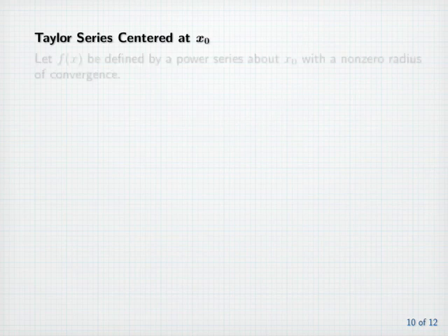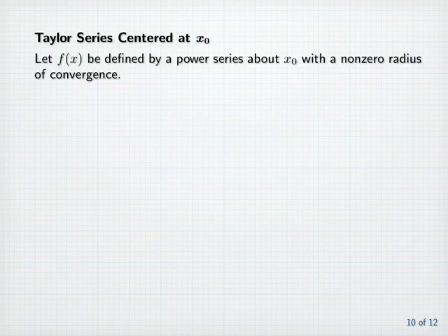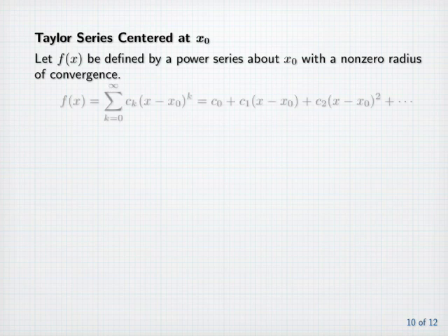Taylor series centered at x0. Let f of x be defined by a power series about a given number x0 with a non-zero radius of convergence. In other words, f of x equals the sum from k equals 0 to infinity of c sub k times x minus x0 to the kth power, or c0 plus c1 times x minus x0 plus c2 times x minus x0 squared, and so on.